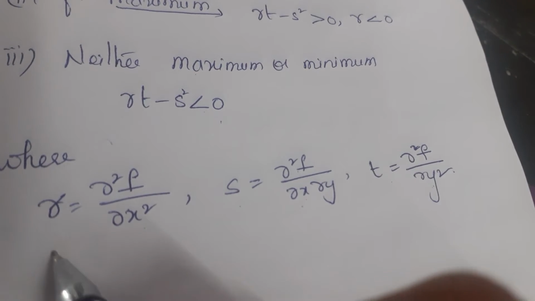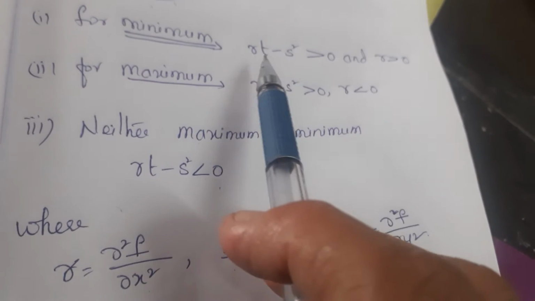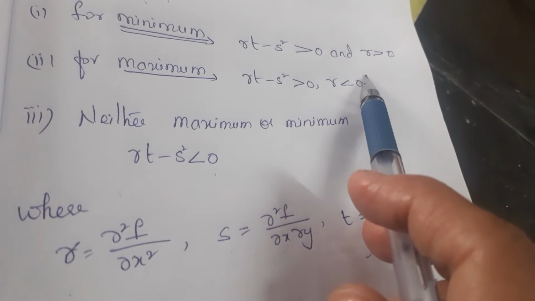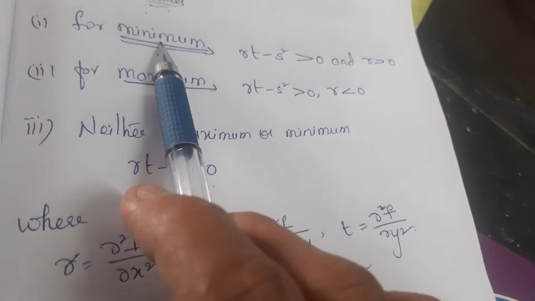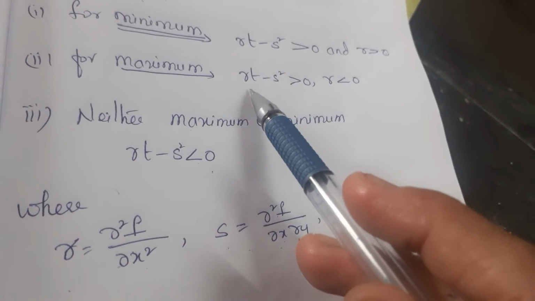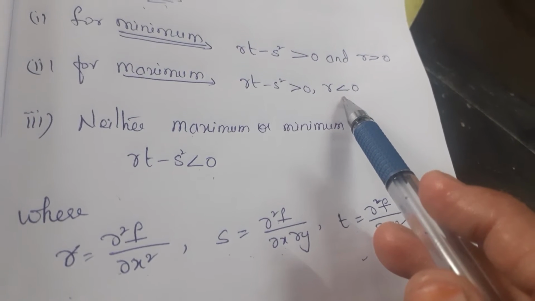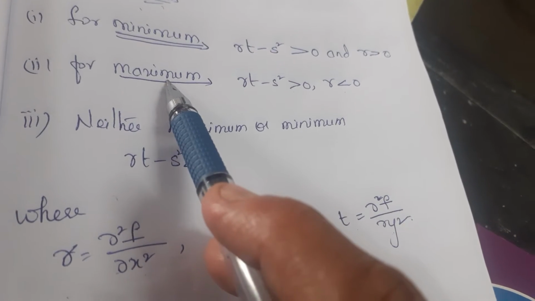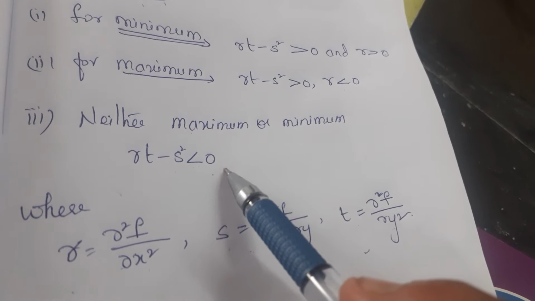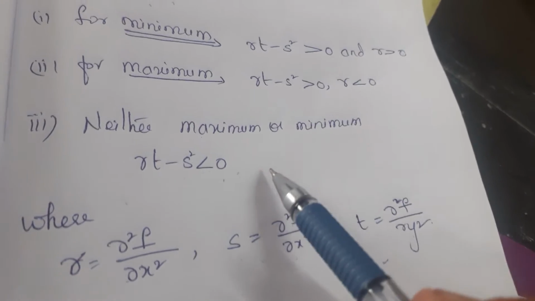After taking R, S and T, we have to substitute all these values in our formula RT minus S square and check whether it is greater than 0. If R is greater than 0, we conclude it is a minimum value. If it is greater than 0 and R is less than 0, then we conclude it is a maximum value. And if RT minus S square gives a negative value, that is less than 0, we conclude it is neither maximum nor minimum value.